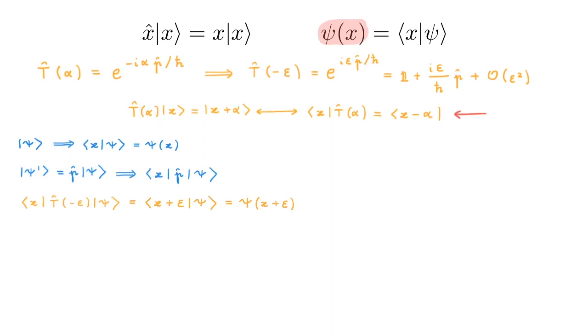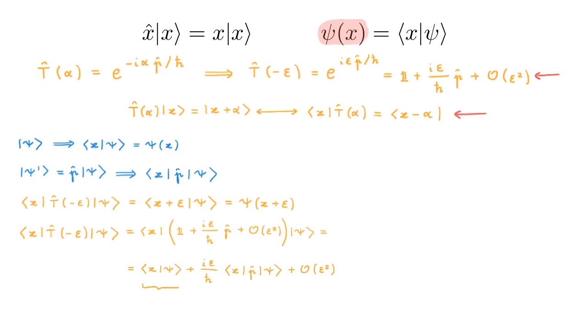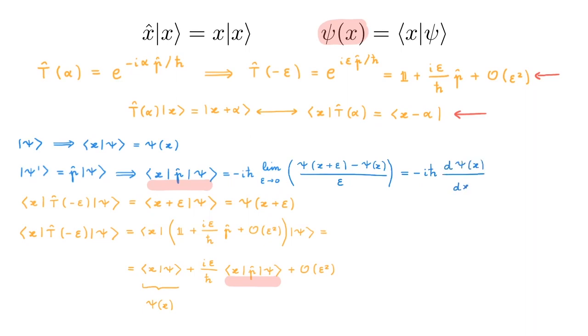The next step is to repeat the same calculation, <x|T(minus epsilon)|psi>, but now using the Taylor expansion of the translation operator. So we write <x|, and then 1 plus i epsilon over h bar p plus a term of order epsilon squared, |psi>, and putting this together we obtain <x|psi> plus i epsilon over h bar <x|p hat|psi> plus a term of order epsilon squared. In this final expression, <x|psi> is simply the wave function psi of x. We now recognize that the term <x|p hat|psi> is precisely the term we need above, and we can therefore rearrange these two expressions to write down that <x|p hat|psi> is equal to minus i h bar, times the limit of epsilon going to zero of psi at x plus epsilon minus psi of x, all divided by epsilon. Recognizing that the limit is simply the definition of a derivative, we can write the whole thing as minus i h bar times the derivative with respect to x of psi of x.